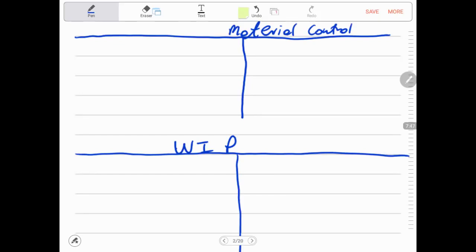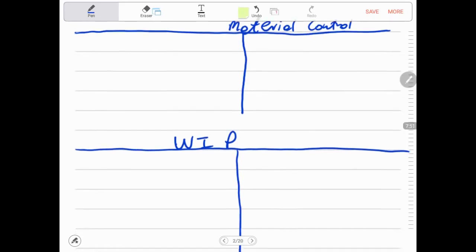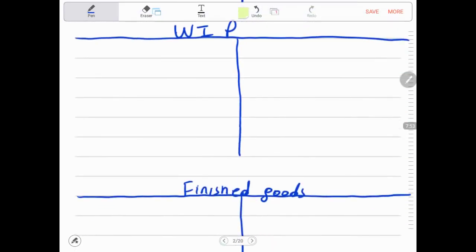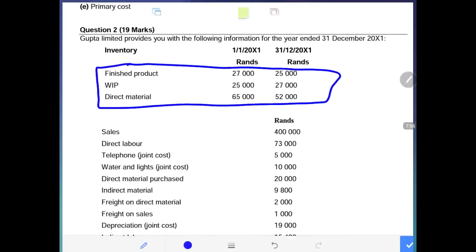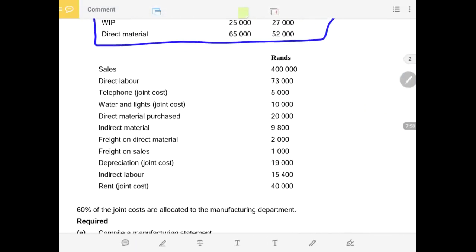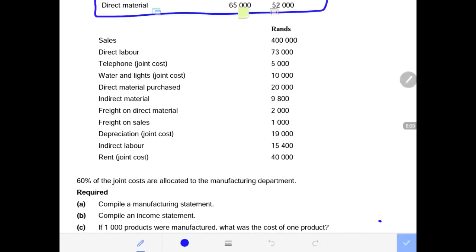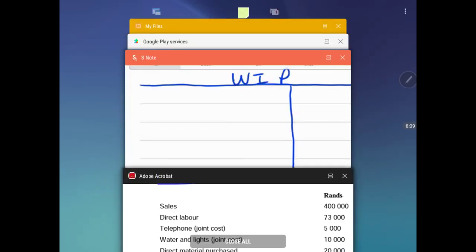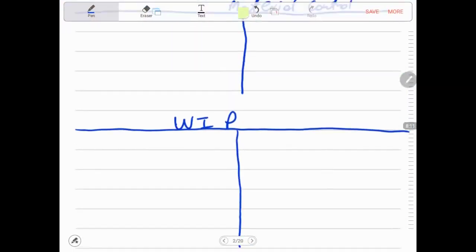Just be mindful that I am using these three ledger accounts to explain the statement that I will be responding to, meaning I am doing the ledger accounts in order to explain the background of the manufacturing statement before I do the income statement. So I will just be using my own random figures and my own random numbers.